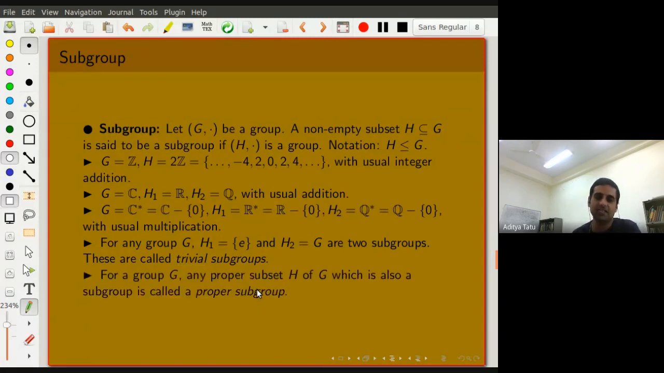And similarly, for a group G, consider a proper subset H. I hope all of you know what we mean by a proper subset: it cannot be equal to G. So if we have a proper subset H of the group G, and it also happens to be a subgroup, in that case we call it a proper subgroup. It's just borrowing terminology from proper subset.